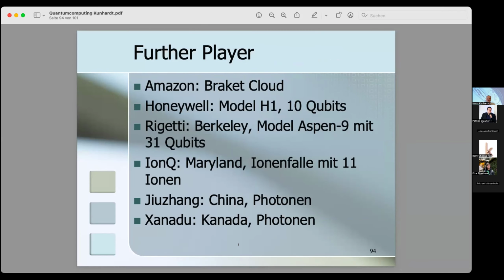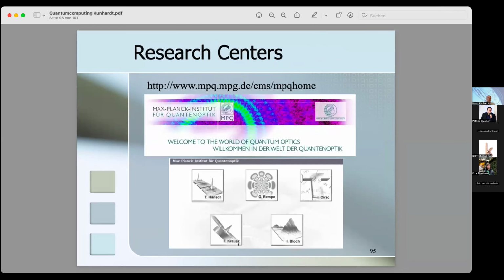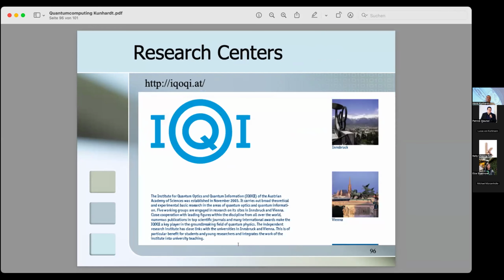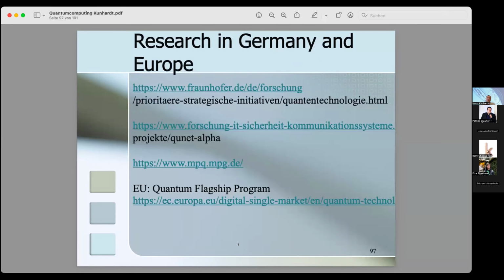Further players in the market are, again, Amazon, Honeywell, Rigetti, Berkeley, IonQ, which I already mentioned, Yuzhang in China, and Xanadu in Canada, and some links to research centers: Max Planck, and in Austria. Fraunhofer is very well engaged in research in quantum technology in Germany.